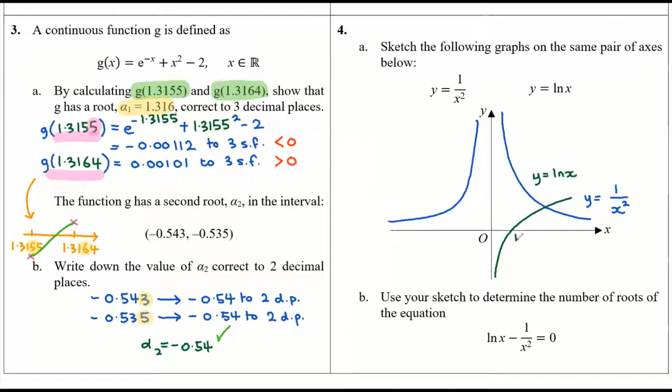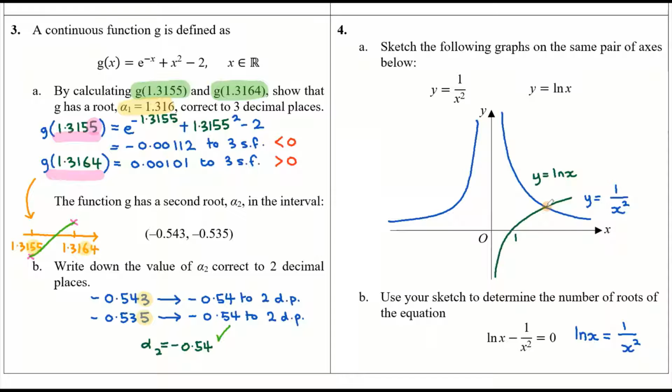Well, if we're interested in the number of roots of that equation, what you'll notice is if we rearrange the equation slightly, so if we write it as log x is equal to 1 over x squared, that would be as simple as determining where my two graphs intersect. Where is the natural log of x and 1 over x squared the same? Well, it's clear. It's right here on the diagram.